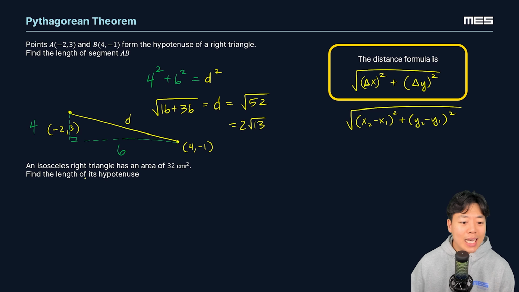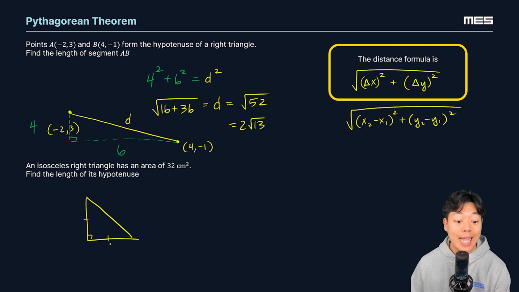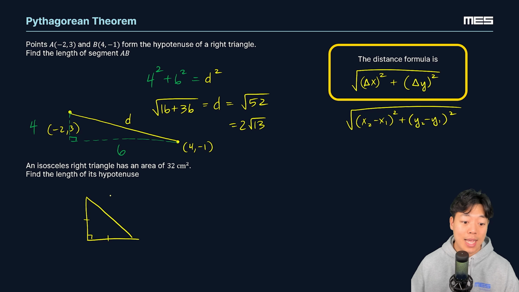Let's check this one out. An isosceles right triangle is a right triangle that has two equivalent sides. So the legs must be equivalent. The hypotenuse can't be one of the equivalent sides, because the hypotenuse is always the longest side, right? The longest side. So the area is 32 centimeters.